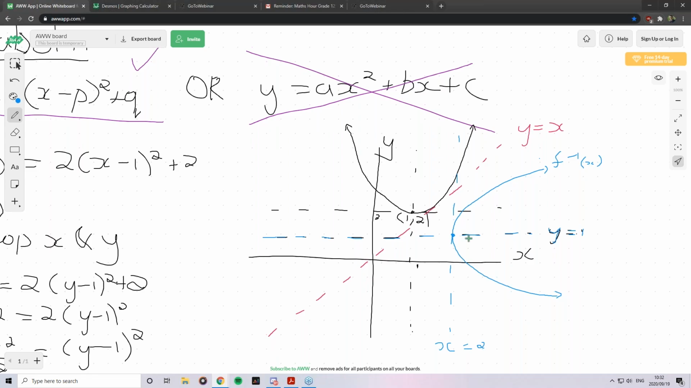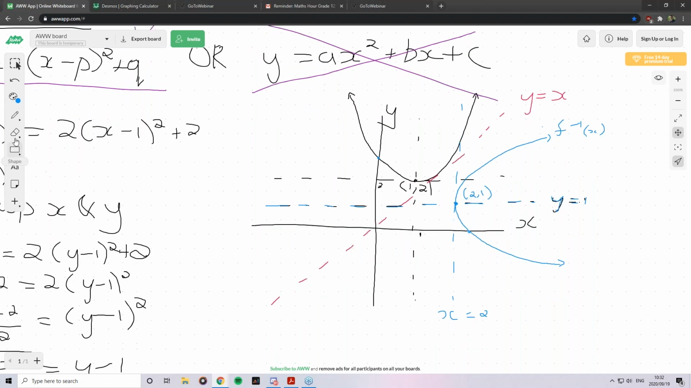Now, just remember that you're going to have to label this point here, which will just be this point the other way around, over here, and always label your turning point. Since this is 1, 2, this will just be 2, 1. It's as easy as that.